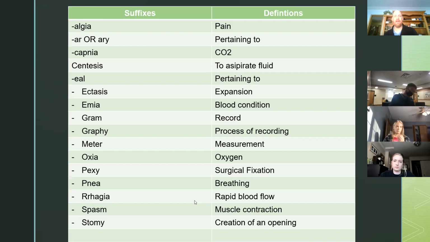Ectasis means expansion. If you remember, a minute ago we had a prefix called atelo, which means incomplete. But if I have atelectasis, what would that mean? It's kind of a toughie. Like your lungs aren't expanding? Yes, they're not expanding.